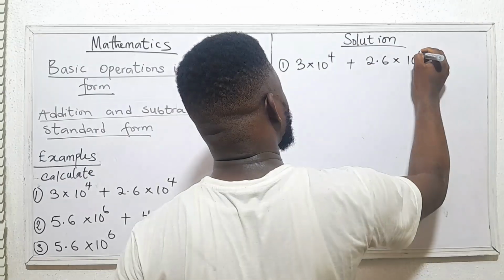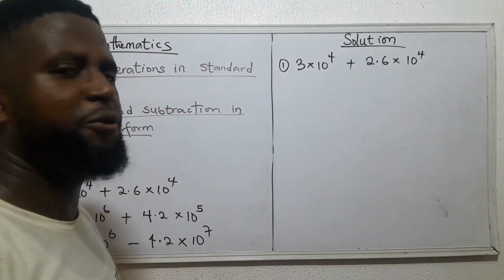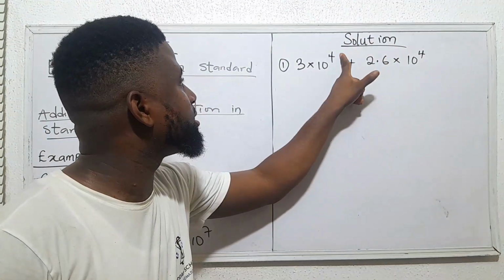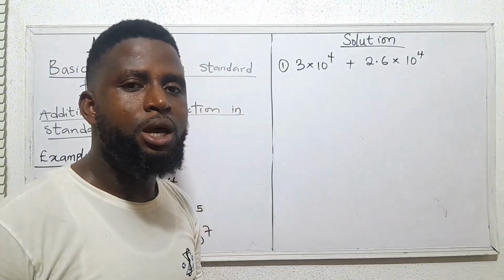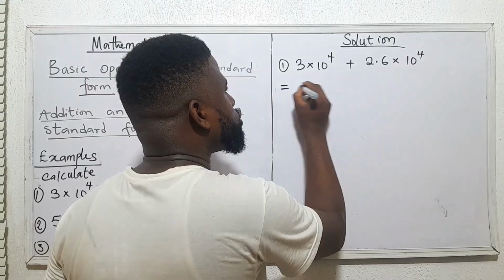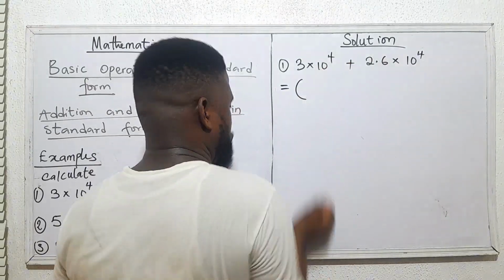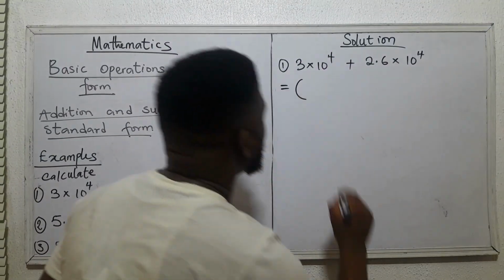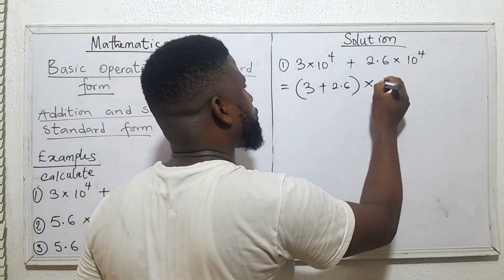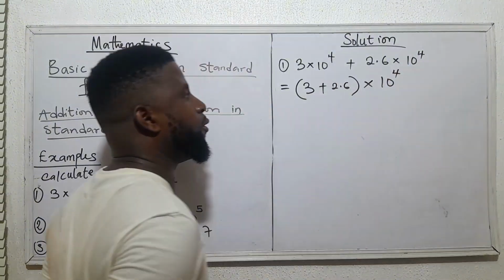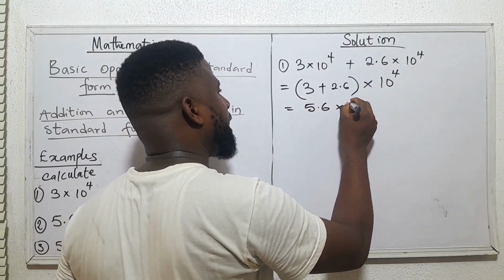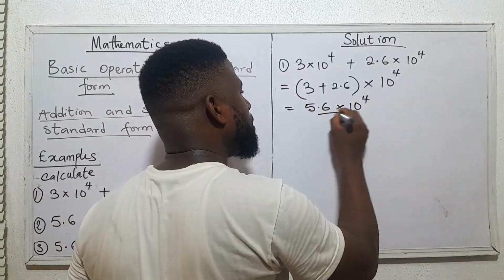Now, solution number 1, we have 3 times 10 raised to the power 4 plus 2.6 times 10 raised to the power 4. Now, the first thing you need to check is if their n, that is their indices, are the same. If the indices are the same, then we can go ahead to add the two front numbers. That is, we have 3 plus 2.6. And then, of course, we just pick one of the 10 raised to the power 4, right? And this gives us 5.6 times 10 raised to the power 4, right?